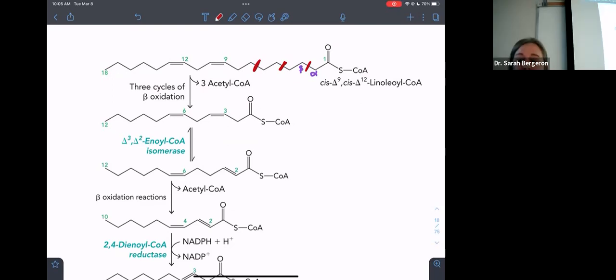So now what can you do? You can undergo a cleavage reaction. You're going to release how many acetyl-CoAs? 1 acetyl-CoA, right? Now, what happens? You have, if you've cleaved here, right? What does that make this? 1.